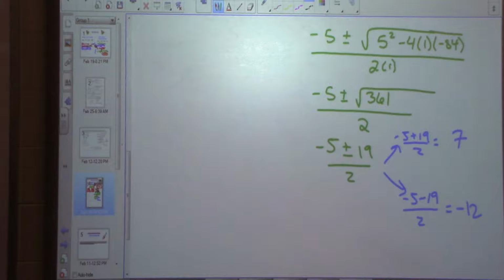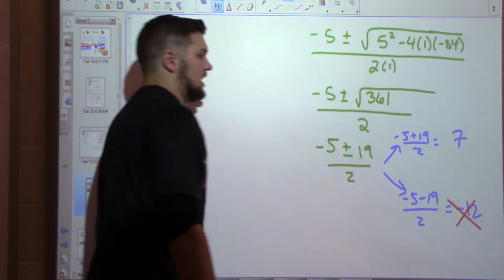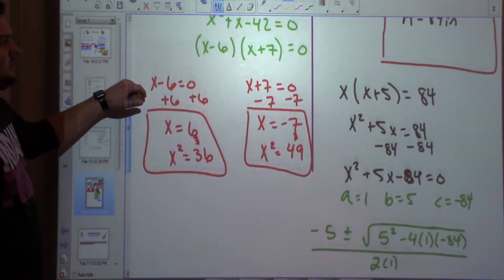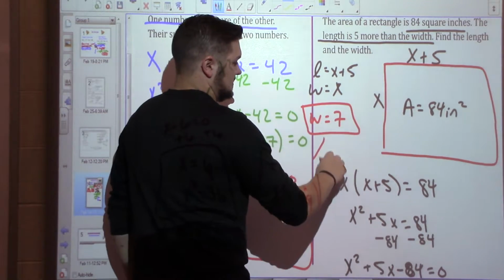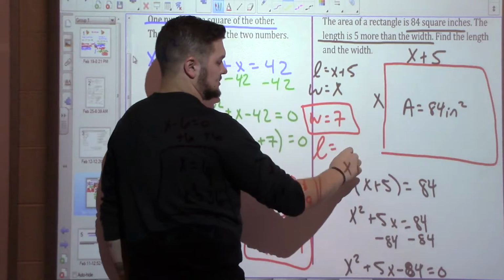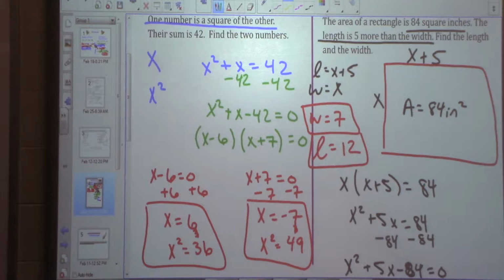Alright. What am I looking for? It's a question asking length and width. Can I have a negative length or width? No. So I know negative 12 is not going to be my answer. So I know x equals 7, which means my width equals 7, and length equals 12. 7 plus 5 will give me 12. Okay? That wasn't that bad. Any questions on those? Got a few more problems to do.